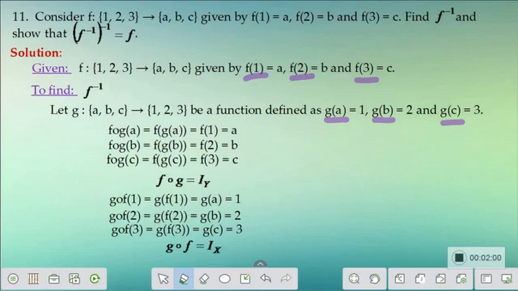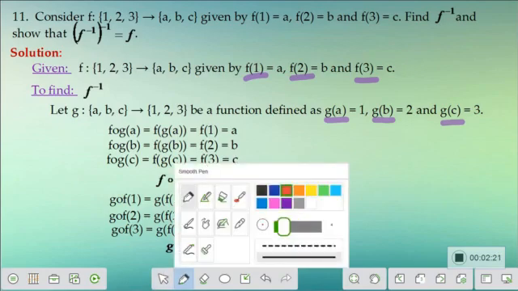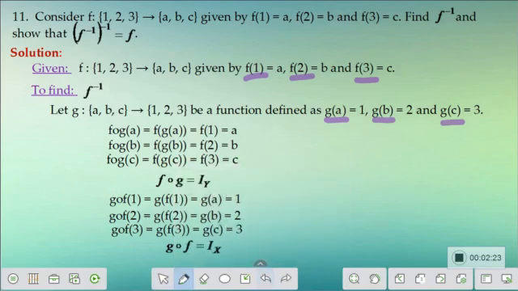Now, to prove a function g is an inverse of f, the thing that we will normally prove is that f composite g and g composite f are both identity functions. So, let us try to find the composition of these two functions for all the values. Let's start with f composite g of a. This f composite g of a is nothing but f of g of a. This is by the definition of composition of functions.